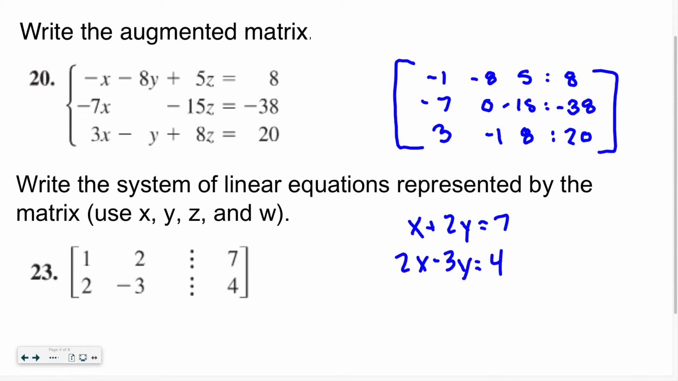Okay, so these are my answers. I'm taking a system and writing an augmented matrix. So I've got those colons separating my coefficients and my constants. And then I've got a system of linear equations. Because I only have two numbers on the coefficient side, I'm only going to use up x and y. So it must be x plus 2y equals 7 and 2x minus 3y equals 4. How are we feeling about this? Anybody got any questions for me?